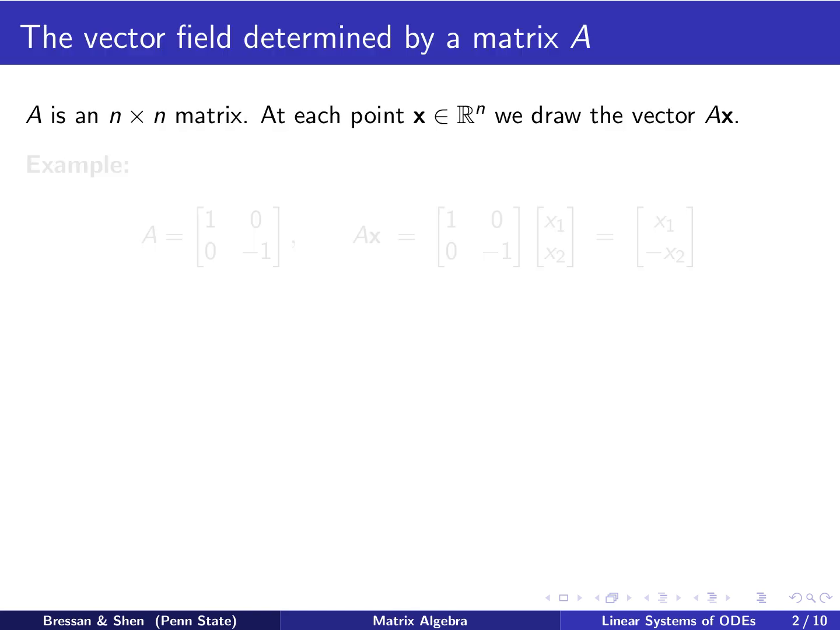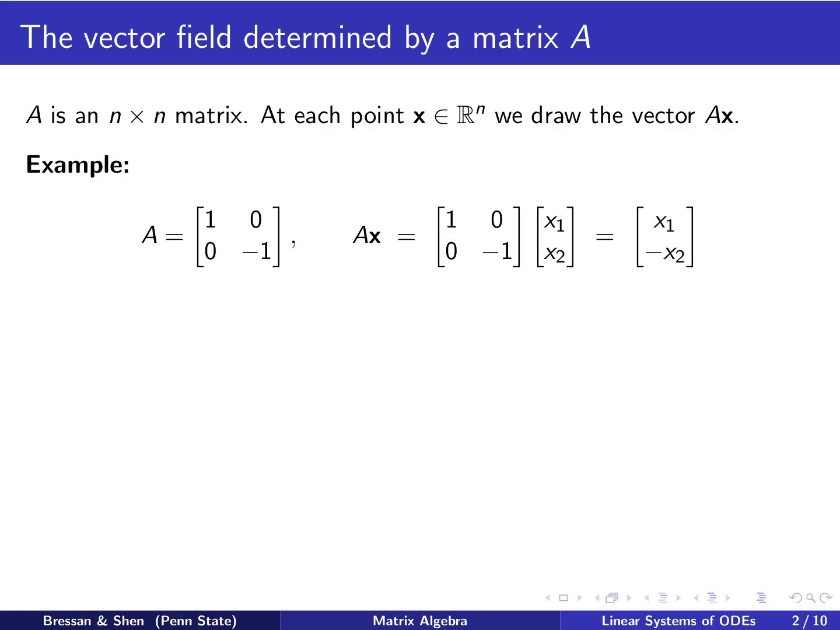Let's first look at the vector field determined by matrix A. Here the matrix A is a square matrix, n by n, and at each point you can do the multiplication A times x, and it will give you a vector also in R^n, and we can thus draw the vector. Let's take an example.